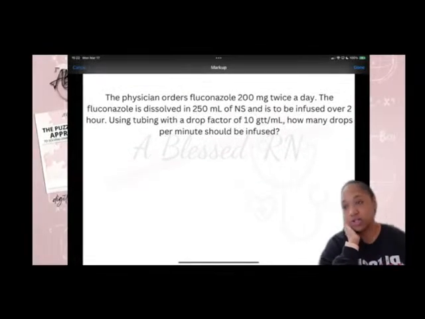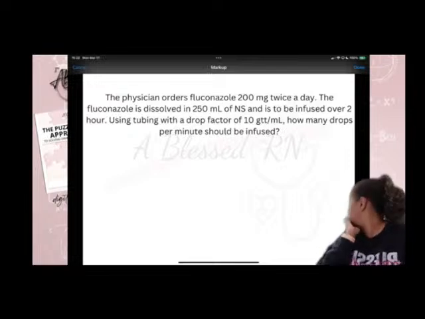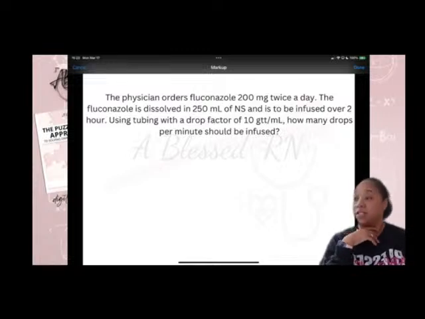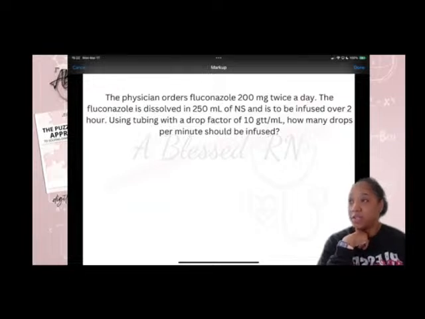Okay. So the physician orders fluconazole 200 milligrams twice a day. The fluconazole is dissolved in 250 mLs of normal saline, using a drop tubing with a drop factor of 10 drops per milliliter. How many drops per minute should be infused?